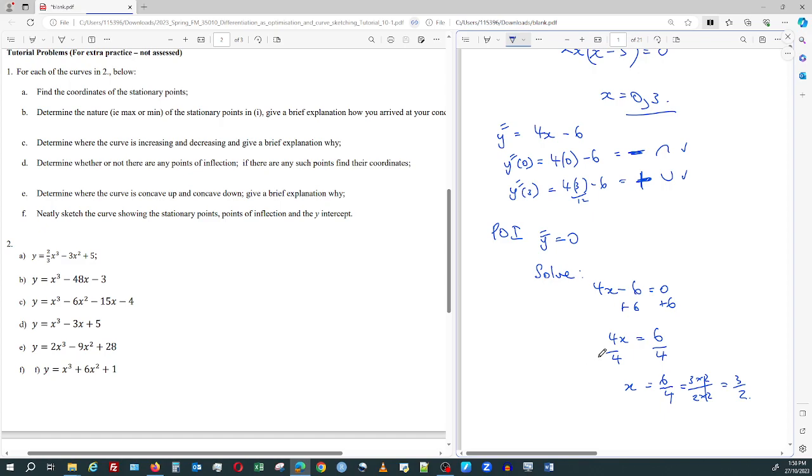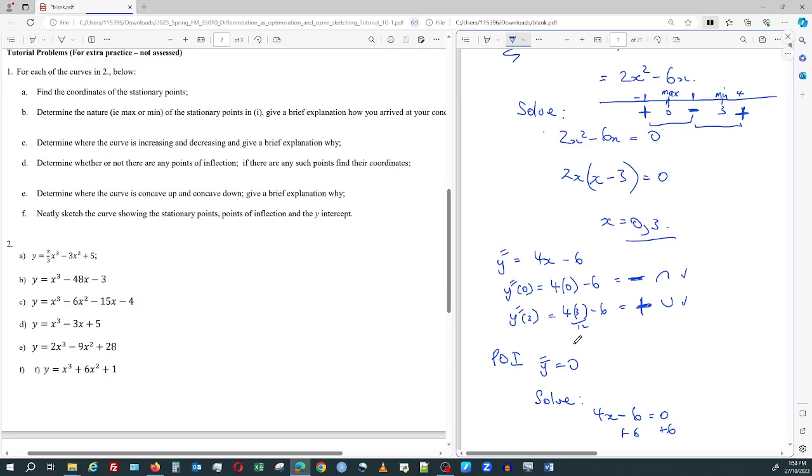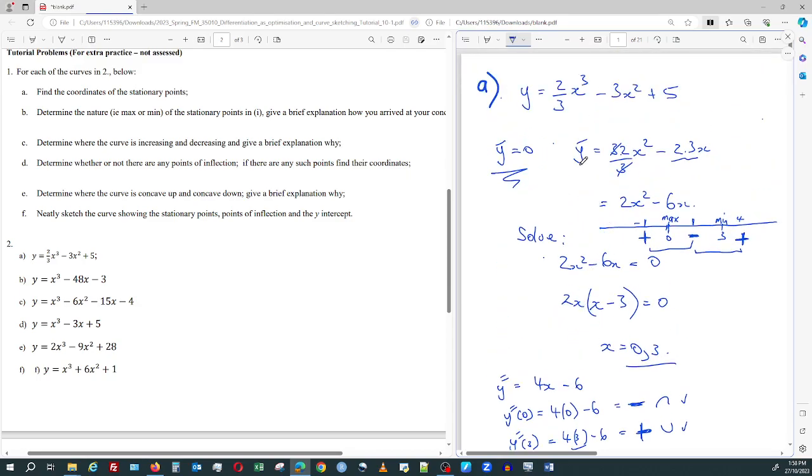There is an inflection at 1.5, and so we can find the values of all of these points by putting them back into the original function. So we can do y 0, y 3, and y 1.5. And that will give us the y coordinate of these particular parts. Alright, so the y coordinate is simply a case of putting them in and computing them.